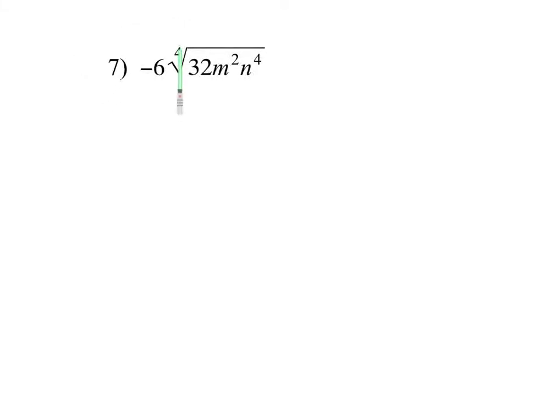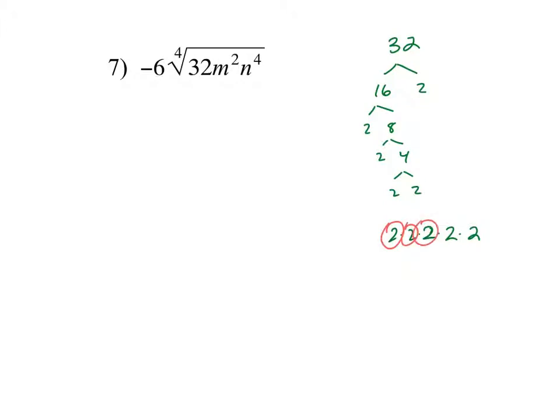So now my index is 4. So now 32, remember that is 16 times 2. So 2 times 8, 2 times 4, 2 and 2. So I have 2. Right, so I'm going to form groups of 4. So I have 1, 2, 3, 4. So that means that I have a group of 4 twos, so that means that I'm bringing out times 2.